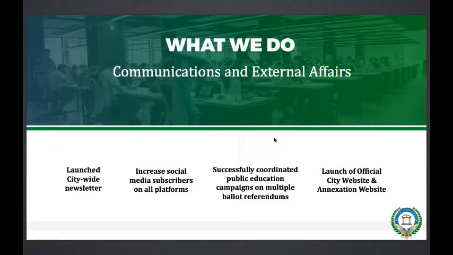We increased our social media subscribers on all platforms, coordinated a public education campaign on multiple ballot referendums, and we are excited to say that all 4 of the items that were on the referendum ballot were passed, in part due to our efforts of educating the community on what those ballots meant for them. We also launched the official city website and also an annexation website, again, to provide information and make sure that the residents know what is happening.